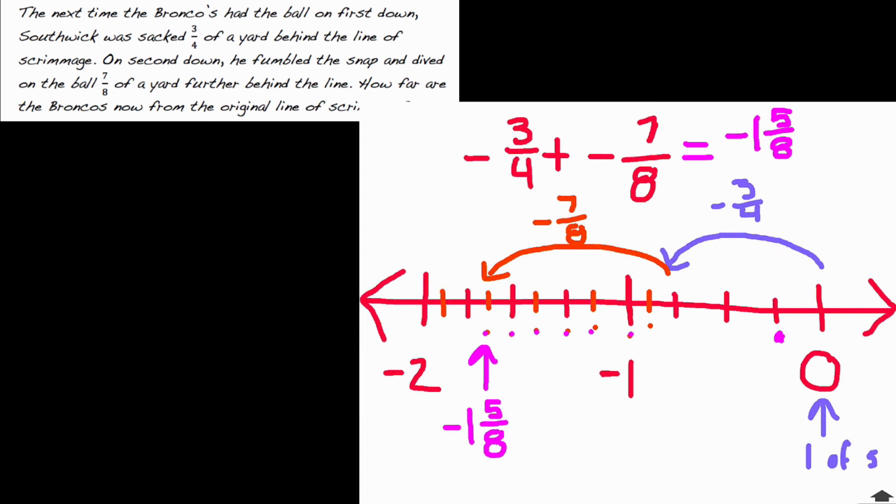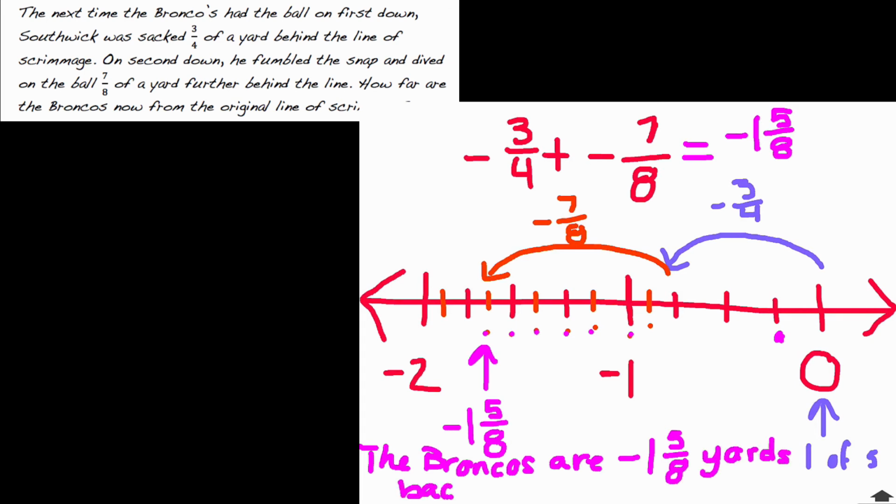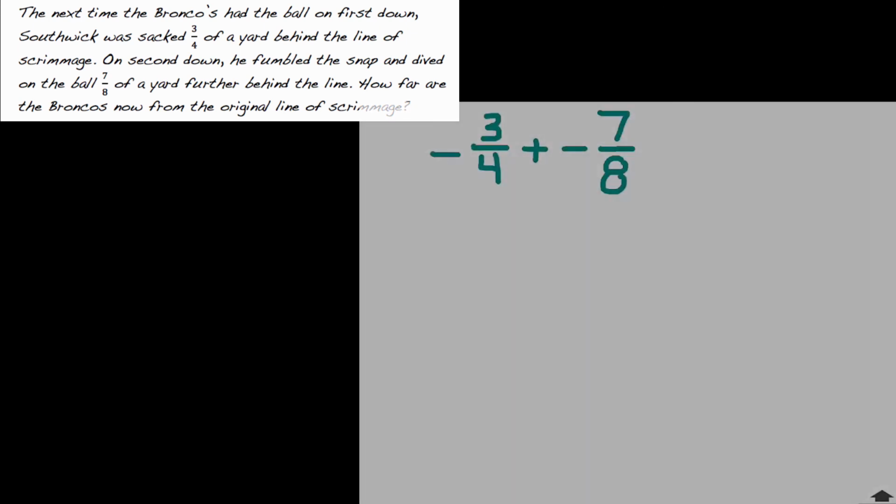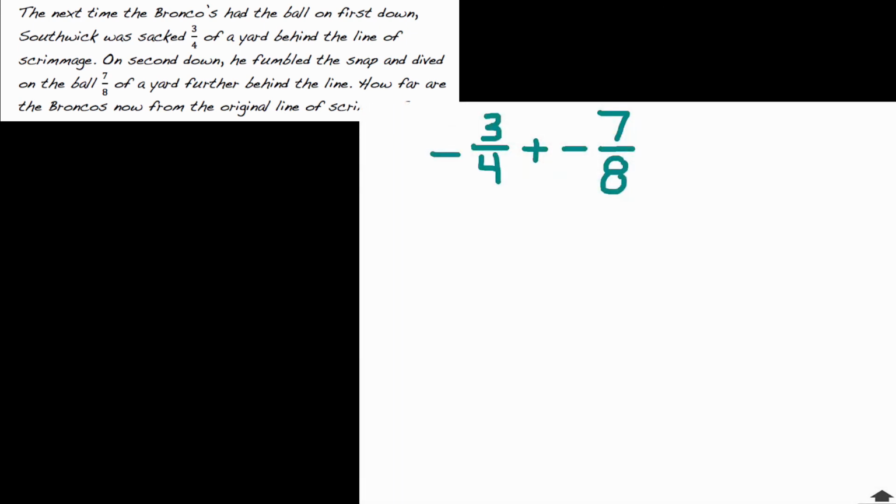If we put this in context, we can say the Broncos are -1 and 5/8 yards back of the original line of scrimmage. Now let's look at the algorithm for this problem.